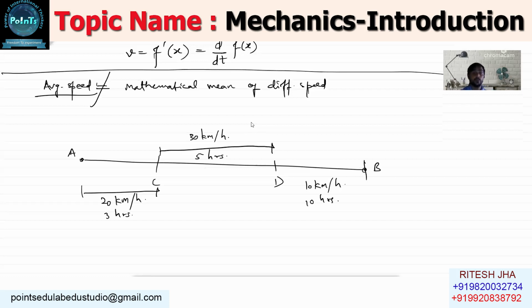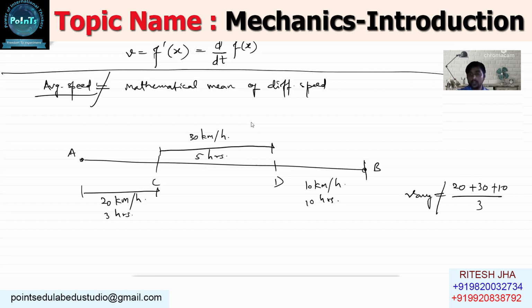So when you're saying that it is the mathematical mean, you will simply take 20 plus 30 plus 10 divided by 3. If I'm considering the mathematical mean for the average speed, it is 20 plus 30 plus 10 divided by 3. Yeah, but it's not true. Why is it not true?